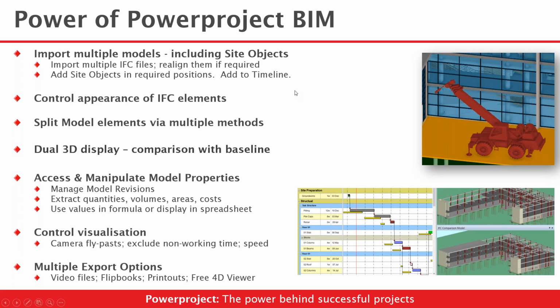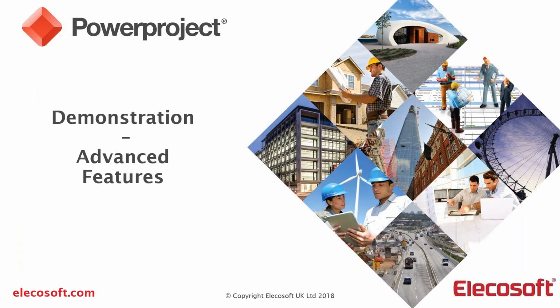We'll talk a little bit about appearance of items. We already talked yesterday about splitting and baseline comparison with 3D, but we're going to dive a lot more into the properties of these models. We're going to look at how we can get to quantities information and then the other components to the visualization in terms of getting the camera to swoop around our model, export all of that into a nice video file or some sort of other format for sharing with other people. So those are the sorts of topics we're going to cover today.